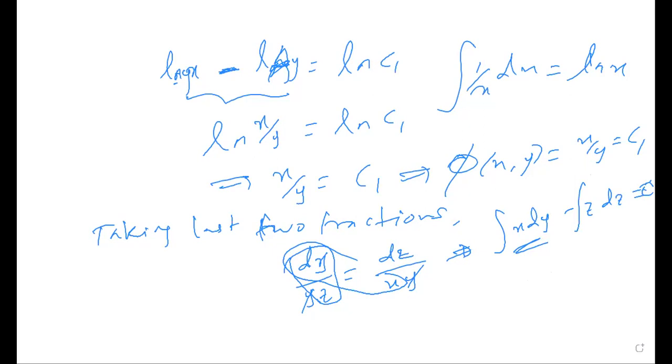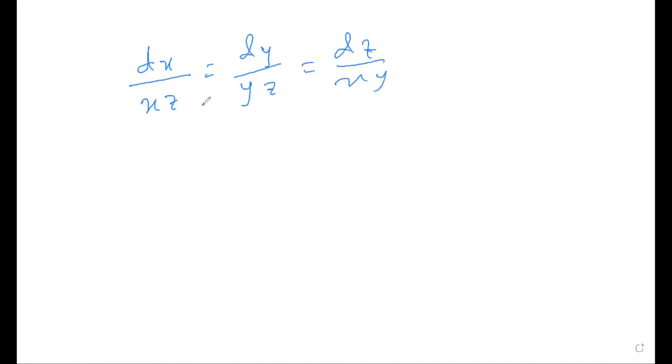Okay, that's a small difference. Okay, I will do that again. So it means we have remaining dx over xz, dy over yz, dz over xy. So we have chosen this one. We have got one c1.